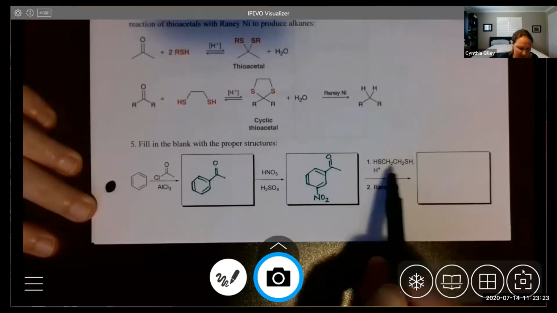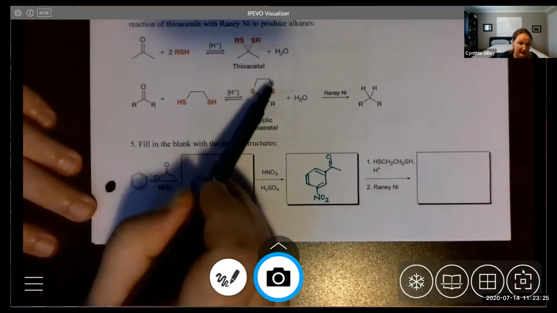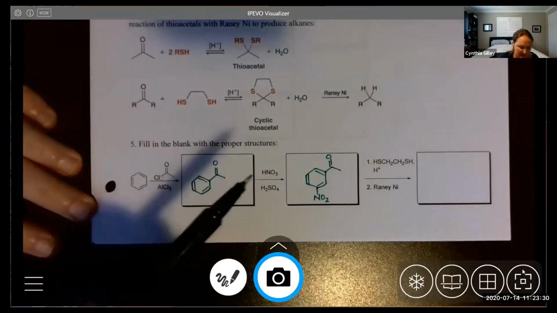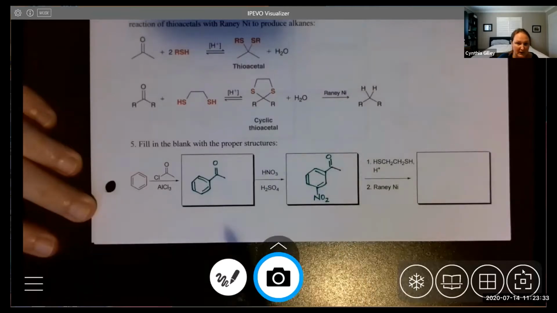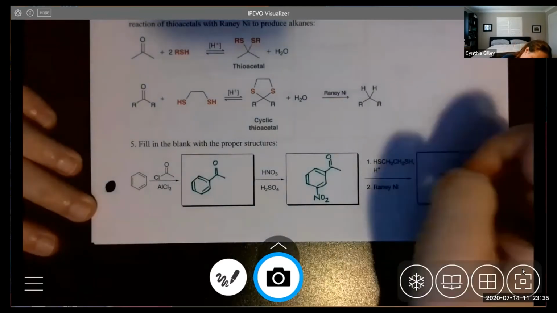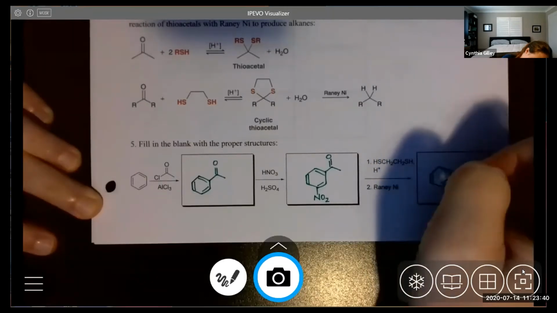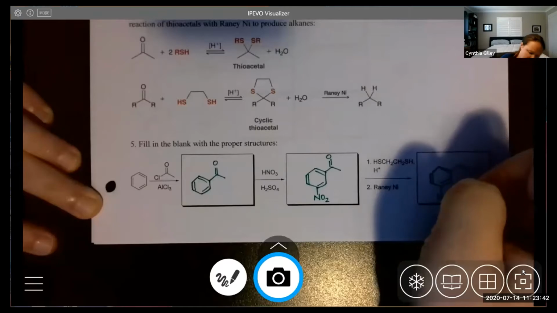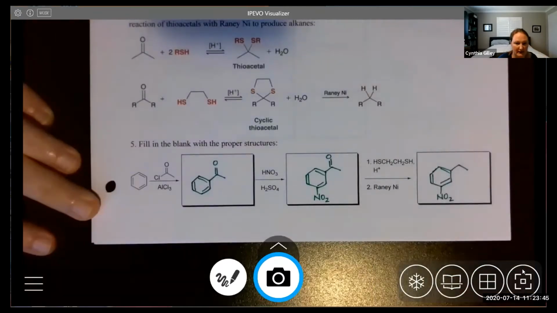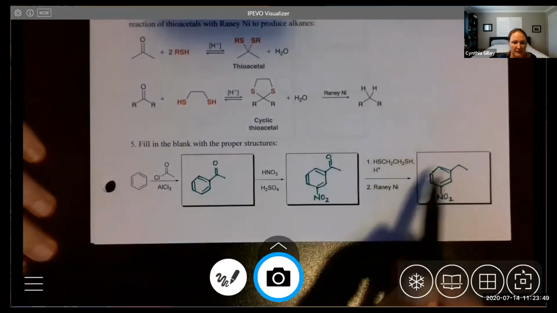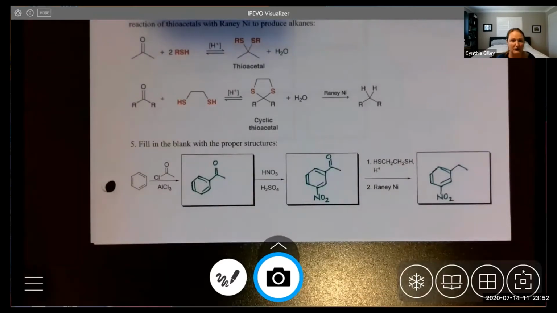So the dithiol would form the cyclic thioacetal, just like an acetal formation. And then Raney nickel would reduce those two bonds completely. So you would end up reducing the carbonyl entirely without touching the nitro group. And so that's a very useful application of that reaction, something we couldn't do with the Clemmensen reaction, which is zinc and acid.